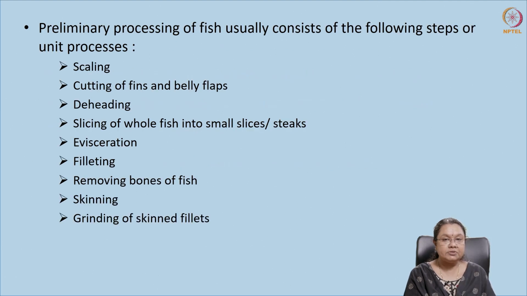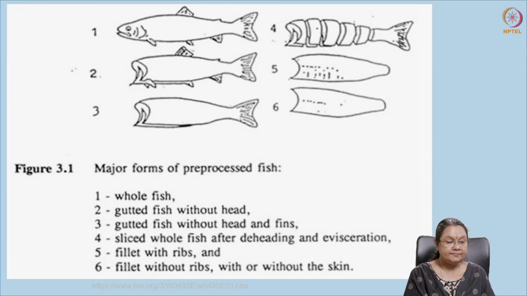And when we do pre-processing, a number of steps are involved. It includes scaling, which is removing the scales, then cutting the fins and belly flaps, then deheading, slicing the fish into small pieces, steaks or slices, then evisceration, removing the viscera, and then filleting and removing bones of the fish. If it is larger in size, then bones need to be removed, and skinning, again if it has thick skin, the skin needs to be removed, and grinding of fillets. So these are some of the preliminary steps that are adopted in a pre-processing center.